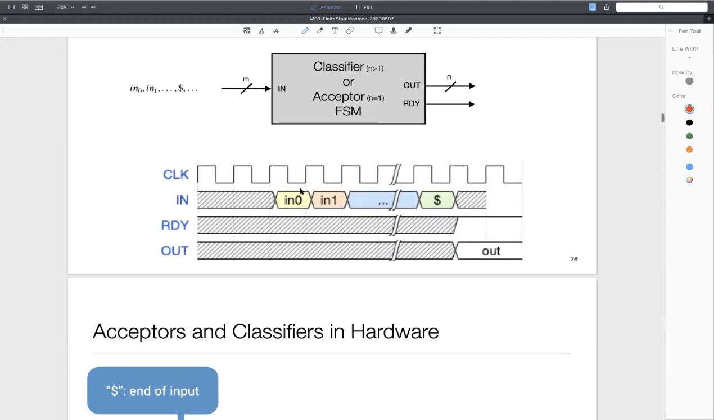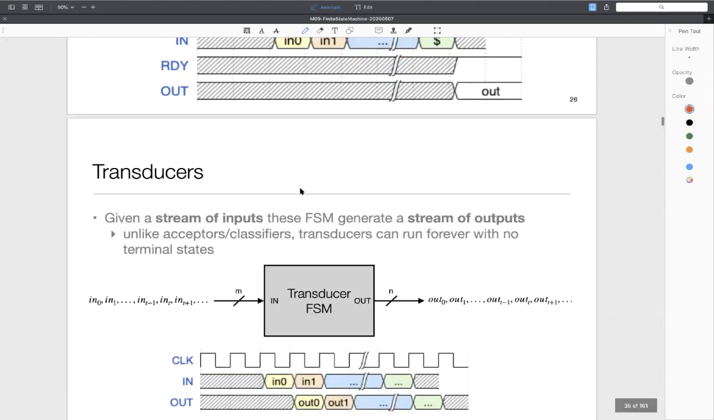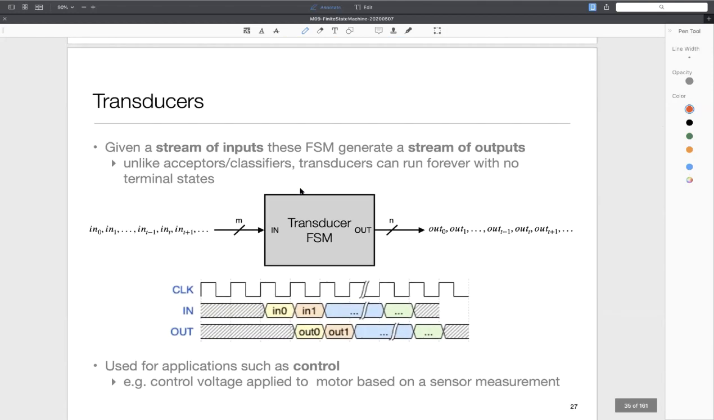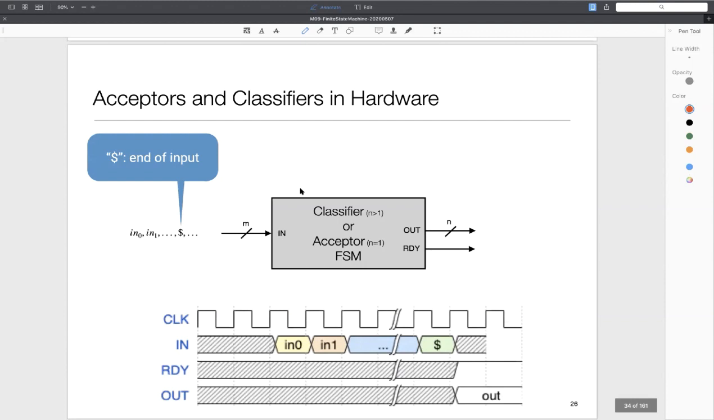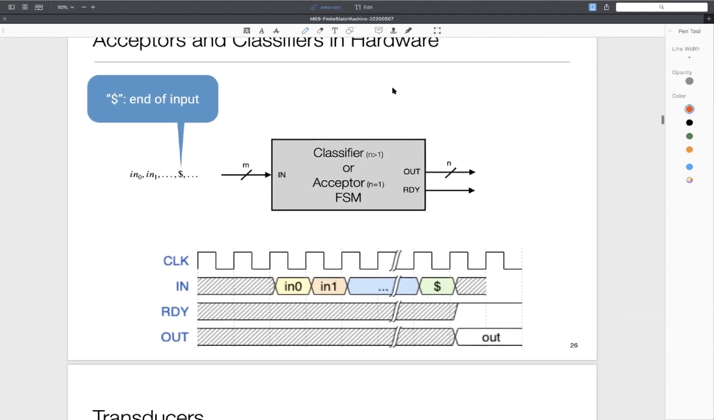Okay, so that's what we had seen last time. Now, there is another interesting category of finite state machines. By the way, before I move on, any questions on acceptors and classifiers? Okay.